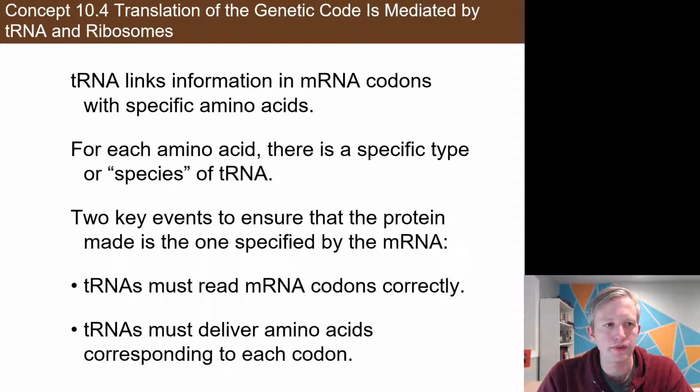I'm going to talk about 10.4, which is all about translation. So translation is once we have our mRNA and it has exited the nucleus, it's now in the cytoplasm, and it's the process by which it's going to be read and converted into something meaningful, of a signal that tells the ribosome what amino acids to put together into the protein.